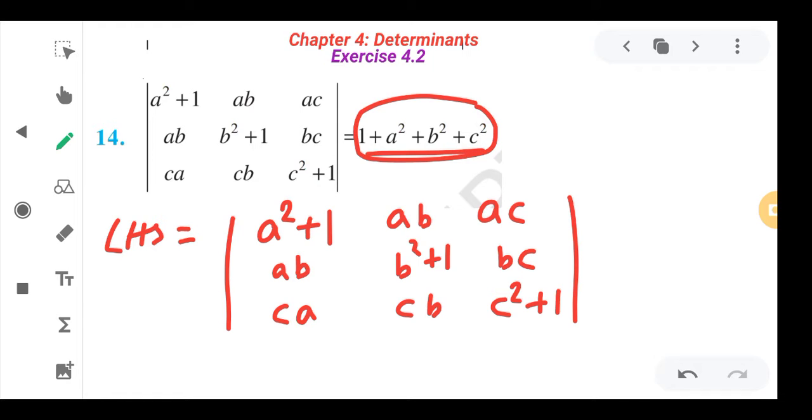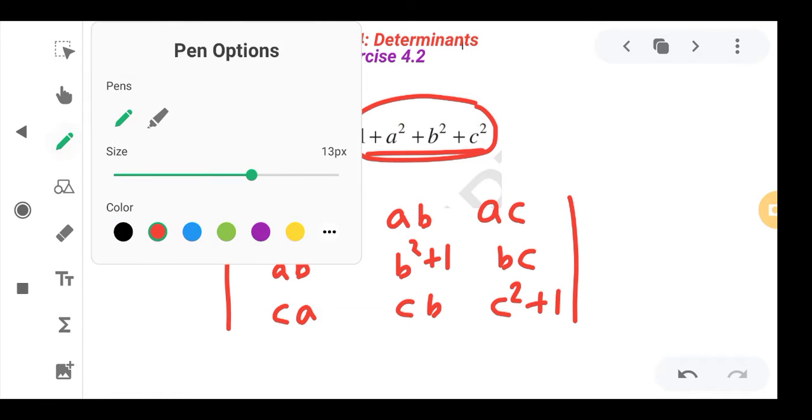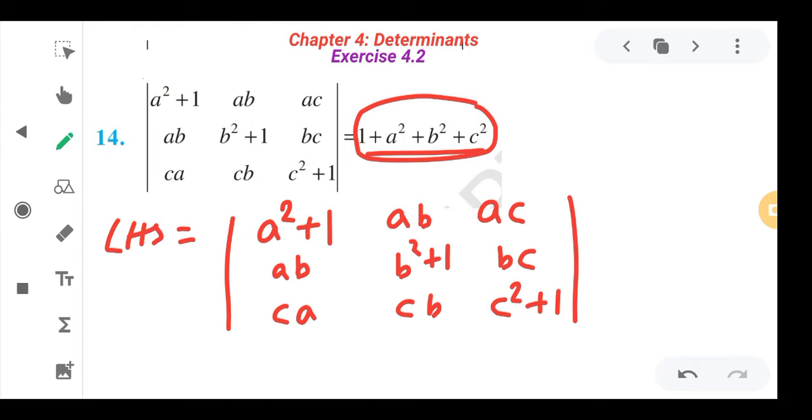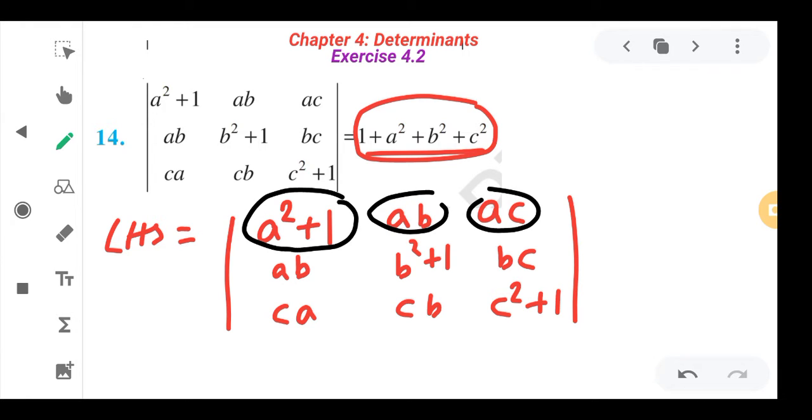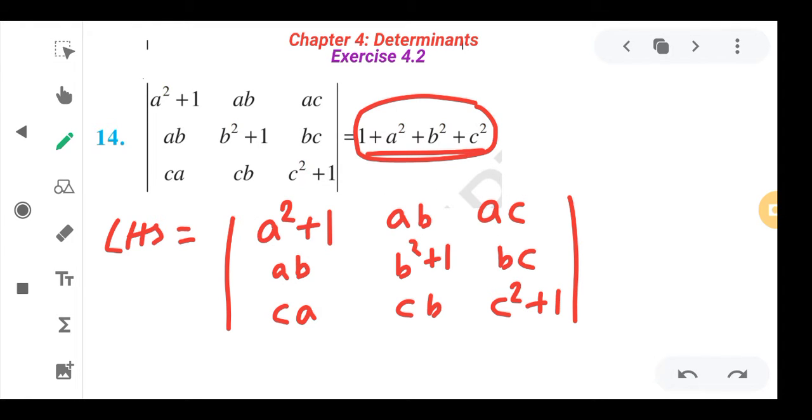Okay, so I will try to make this form. So how can I make this form? If you observe this, the element is 1 plus a square plus b square, but there is no b square, there is no c square in any element. So b cannot add directly. So first I will try to make this term as a square plus a square and b square and c square, anything like that.